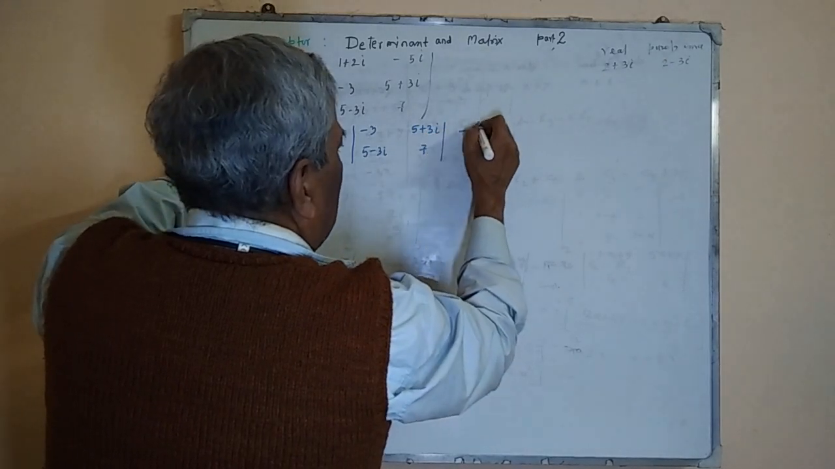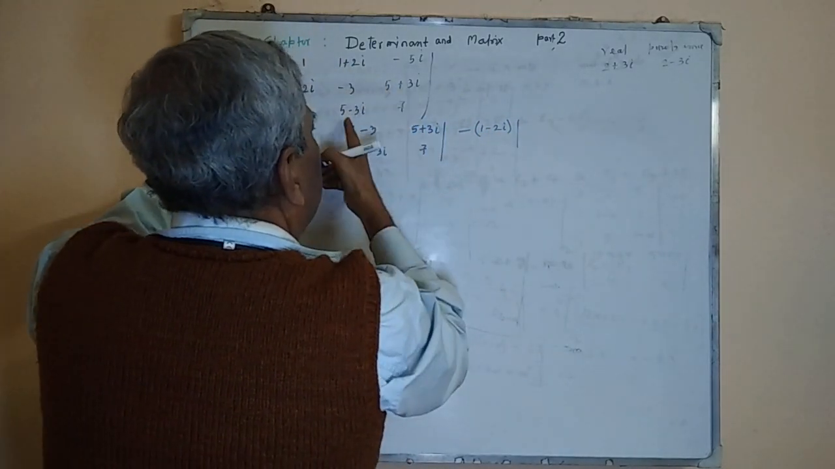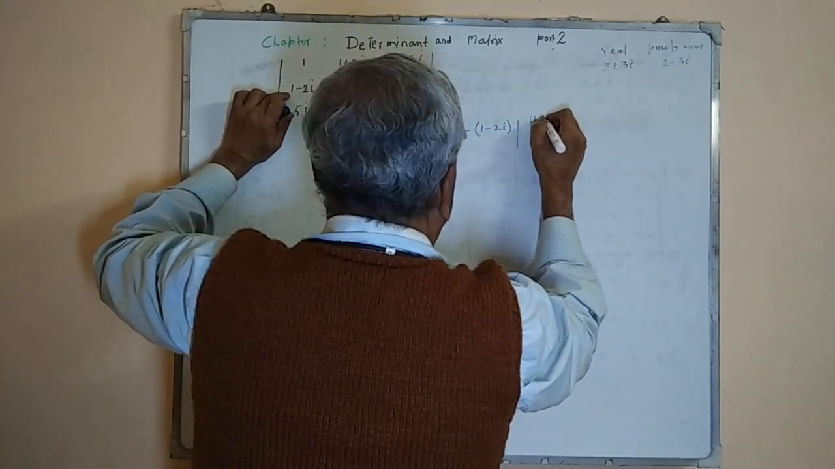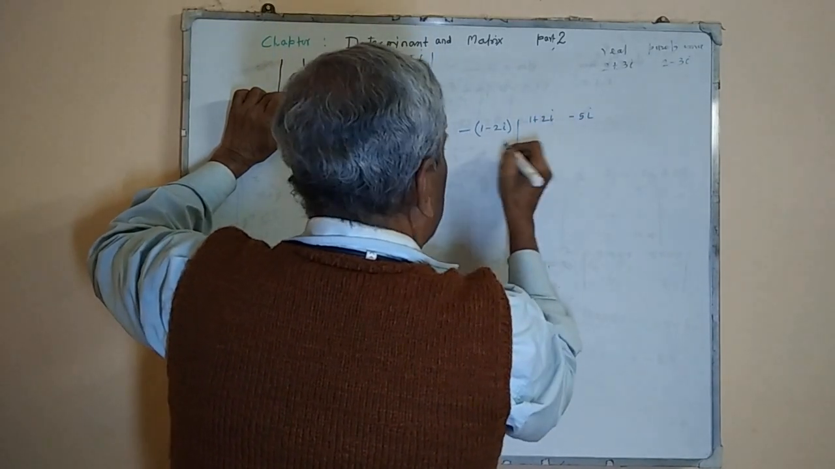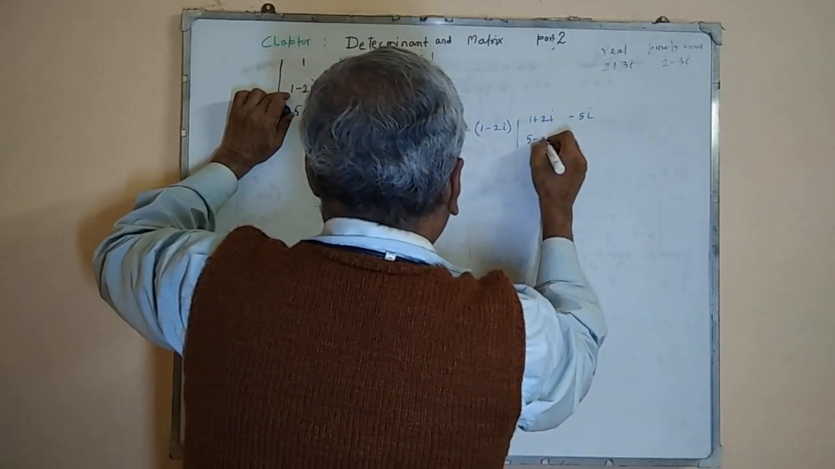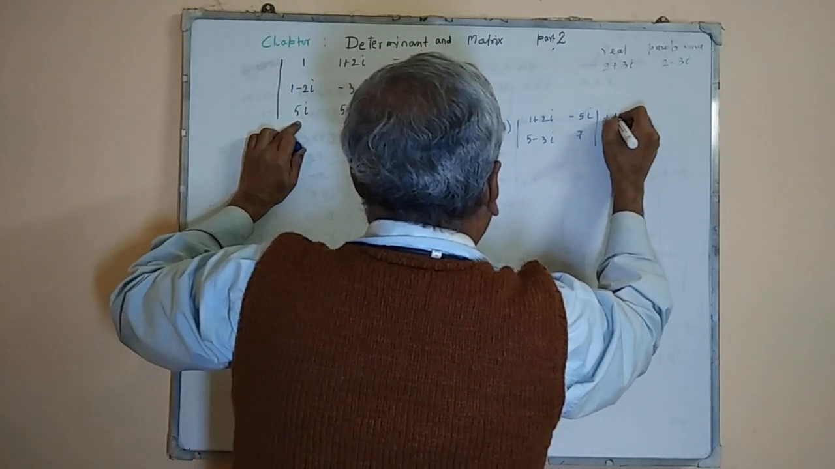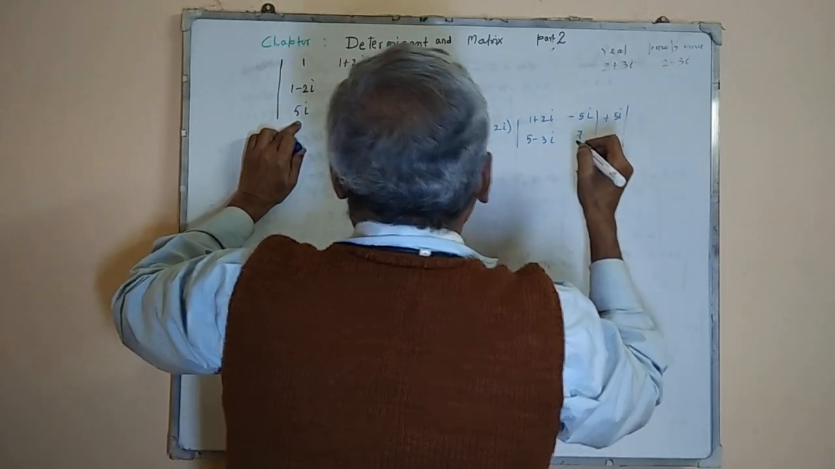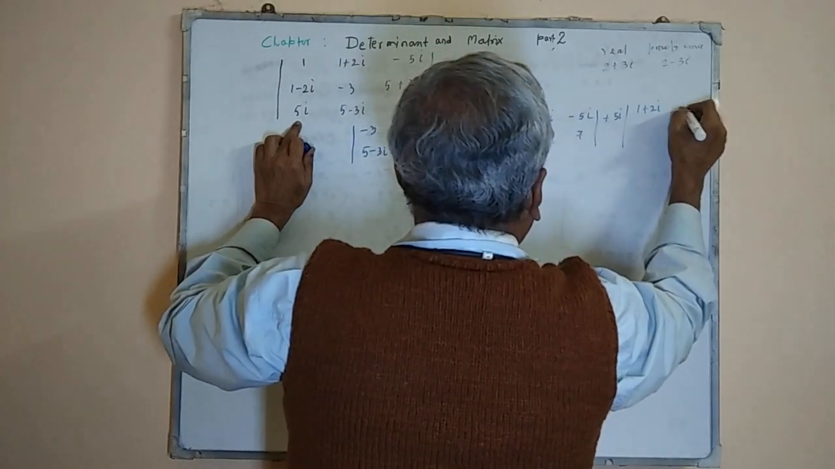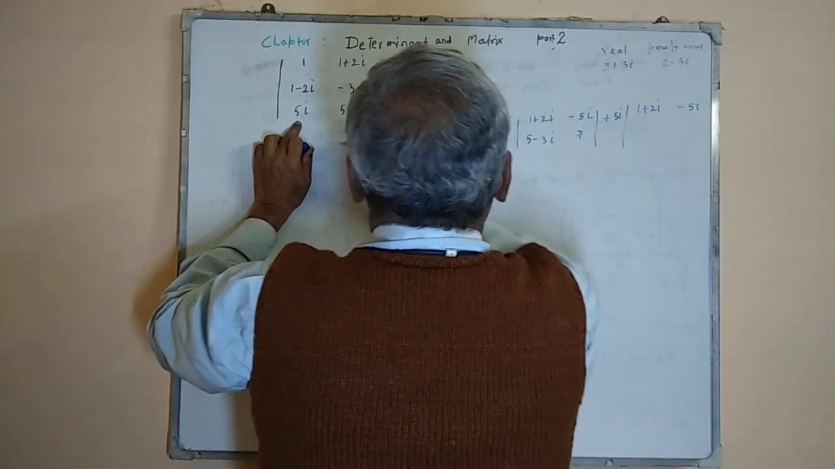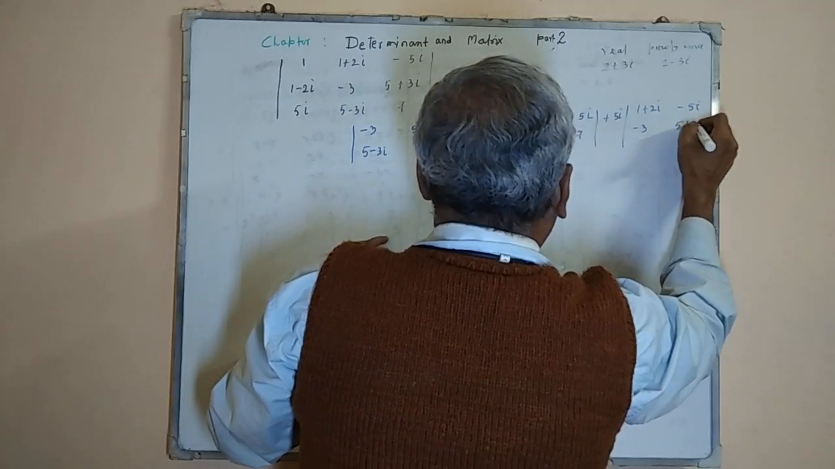Then minus 1 minus 2i into the determinant 1 plus 2i, minus 5i, 5 minus 3i, 7, plus 5i into the determinant 1 plus 2i, minus 5i, minus 3, 5 plus 3i.